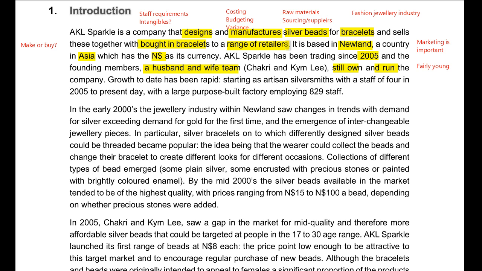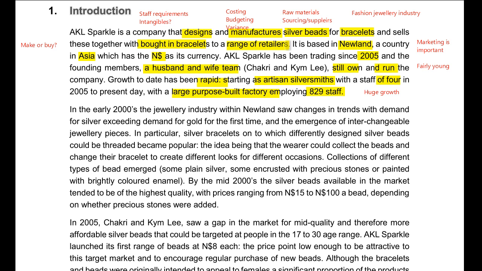So if we continue on, growth to date has been rapid, starting as an artisan silversmith. So the husband and wife probably just set up their own small workshop with a few staff members, 4 staff members in 2005, to the present day, where they have a large purpose-built factory employing 829 staff. So that's a very large operation now, considering it's only been 15 years and they've gone from the owners and a couple of members of staff to nearly 1,000 members of staff in a large factory. So that is very, very large growth in the past 15 years.